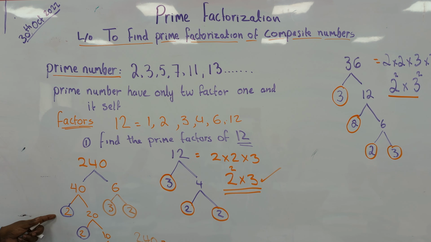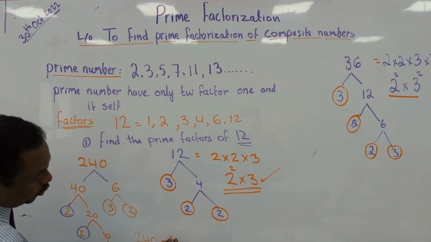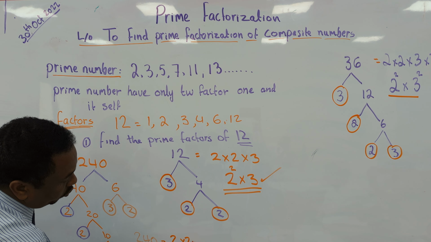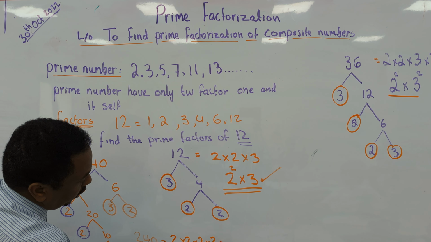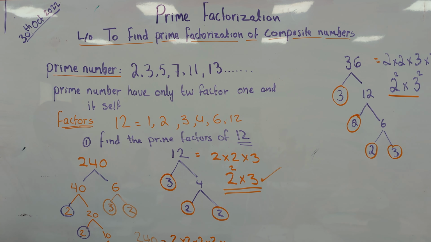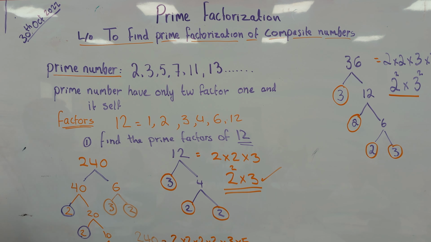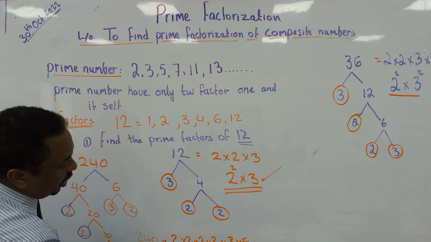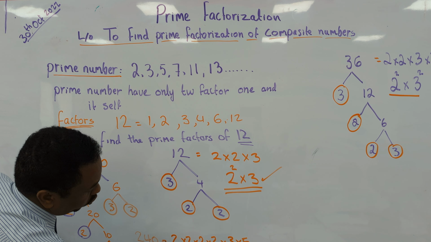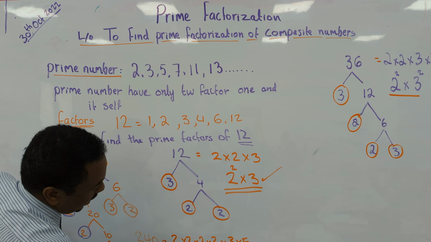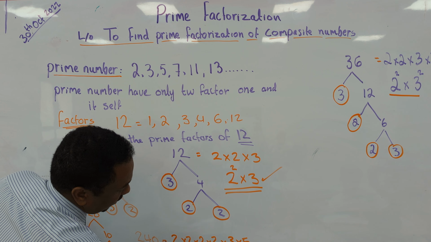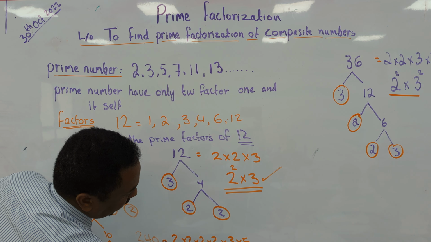So the answer will be 2 times 2 times 2 times 2. Remember it's a good idea to put them in order. So the next two numbers will be 3 and 5, so times 3 times 5. Now remember we can write this as an exponent. So 2 times 2 times 2 times 2 will be 2 to the power of 4, times 3 times 5. So this will be our final answer.